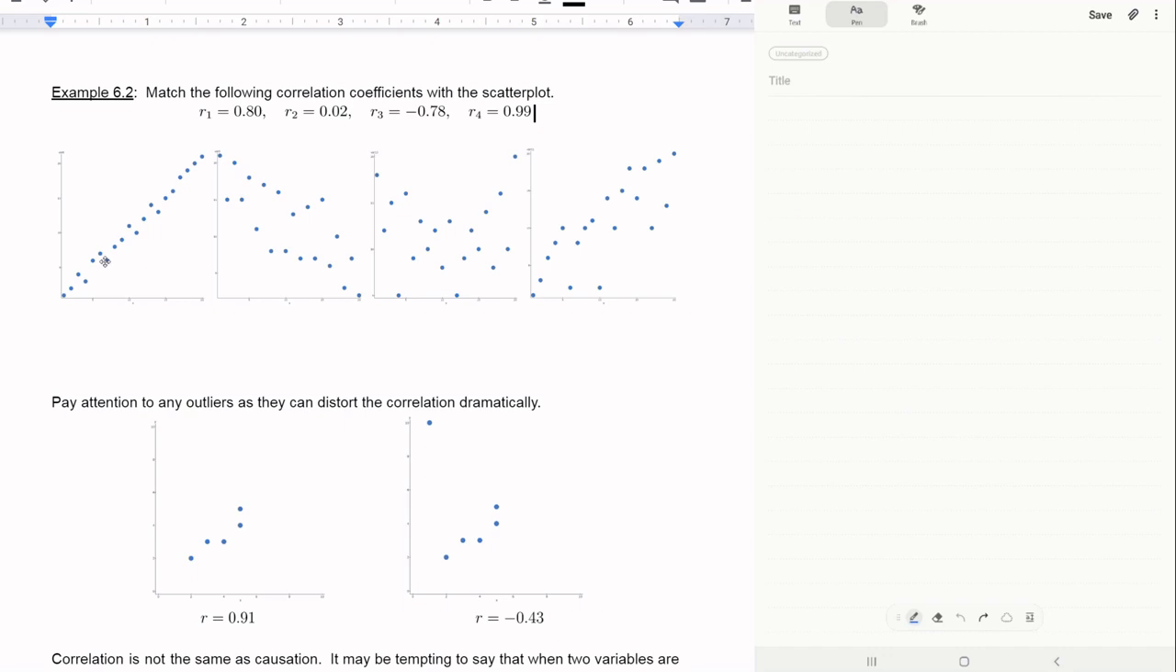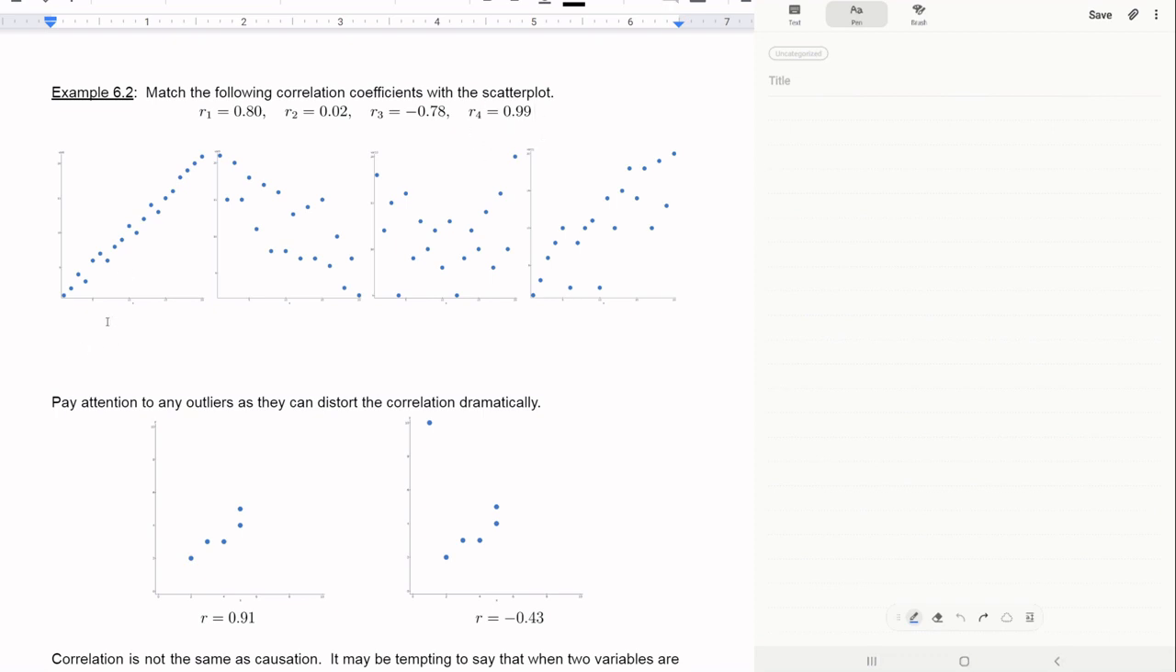As one variable increases, so does the other. So we know that the correlation coefficient is going to be positive. This will eliminate R3 from the first scatter plot. Now let's also look at the strength of the relationship. The scatter plot falls almost perfectly along the straight line, so we should expect the correlation coefficient to be very close to 1. So out of the 3 correlation coefficients, the correlation coefficient that best matches the first scatter plot is going to be R4.